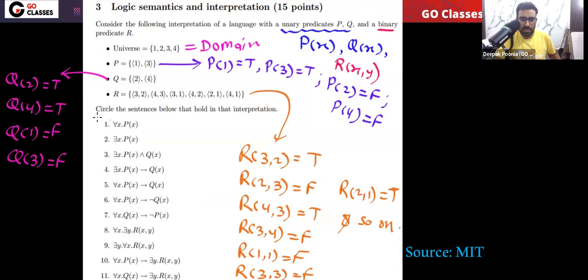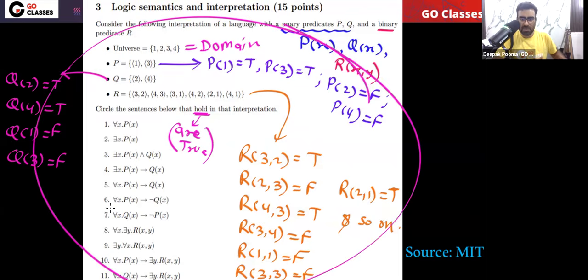Now, what we need to do for these sentences, we need to find the truth value. Means we need to circle the sentences which hold in this interpretation. Hold means they are true. Hold means that they are true. Okay, very simple. So I hope you understood the question.